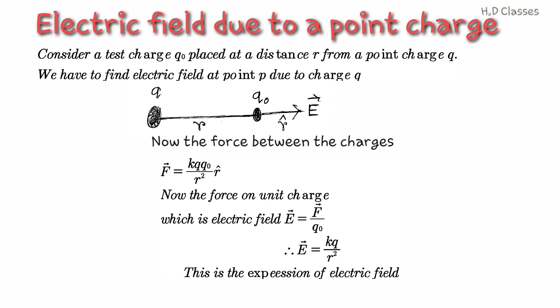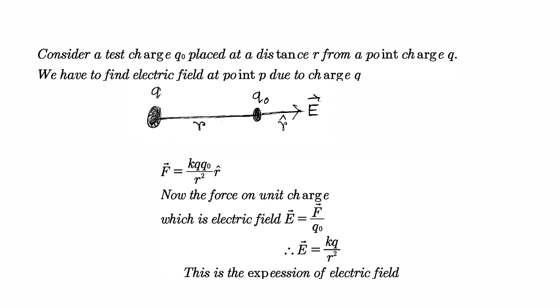According to the definition of electric field intensity, it is the force experienced by a unit positive charge when placed in an electric field. Therefore, in this case, electric field E is equal to F by Q naught. Therefore, electric field E vector is equal to K Q by r square whole into r cap, where K is equal to 1 by 4 pi epsilon naught. This is the expression of electric field due to a point charge.